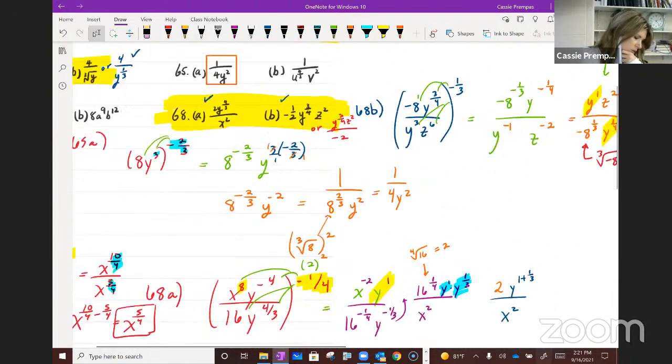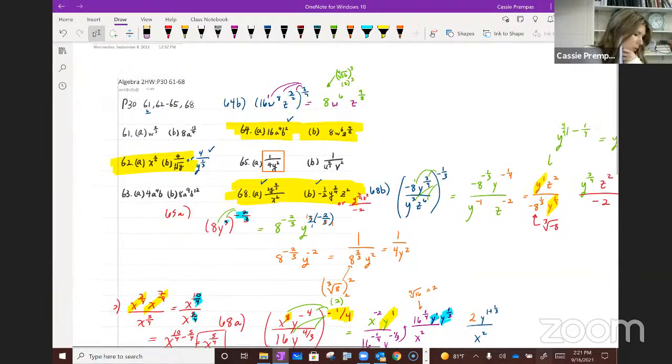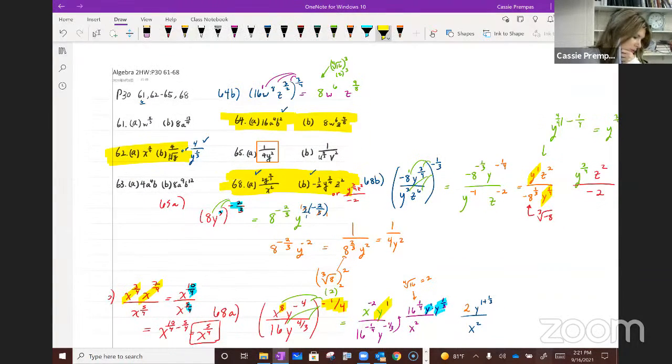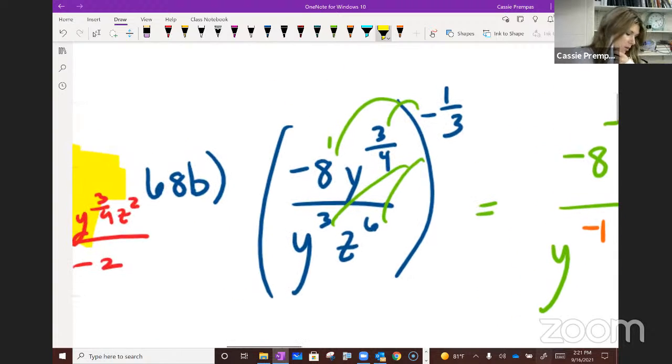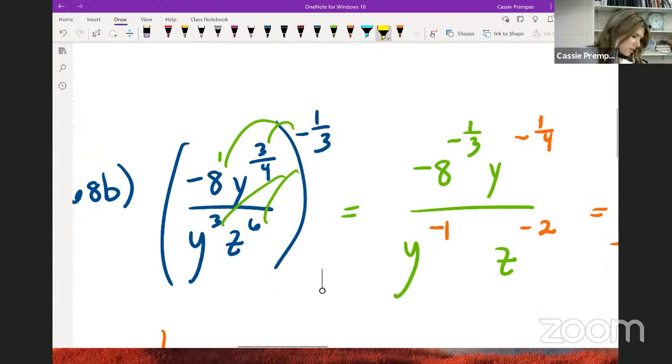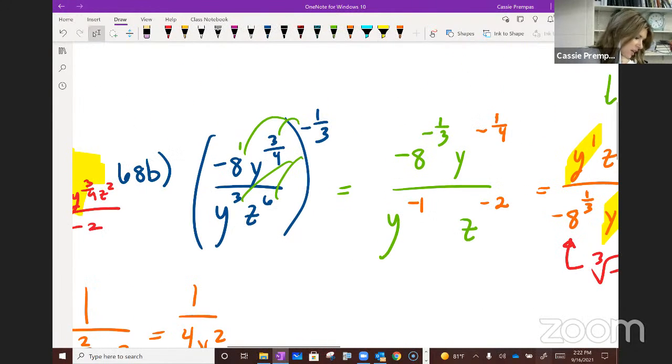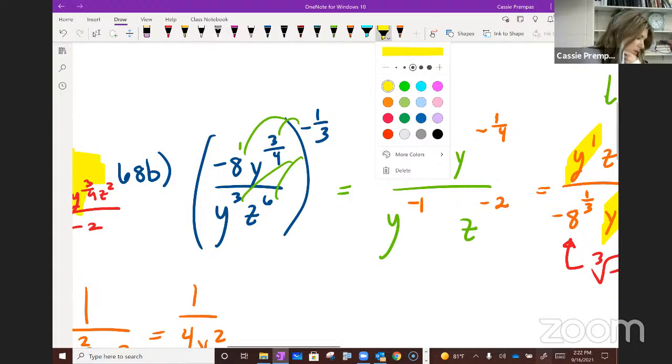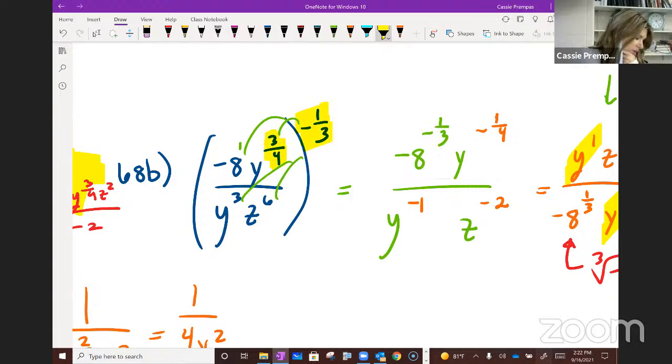All right, 68B, we have this expression in blue. When you raise an exponent to an exponent, you multiply. So I need to bring that negative 1/3 into each piece. That gives me negative 8 to the negative 1/3. When I multiply 3/4 times negative 1/3, it simplifies to negative 1/4. When I multiply 3 times negative 1/3, it's negative 1. And when I multiply 6 times negative 1/3, it's negative 2.